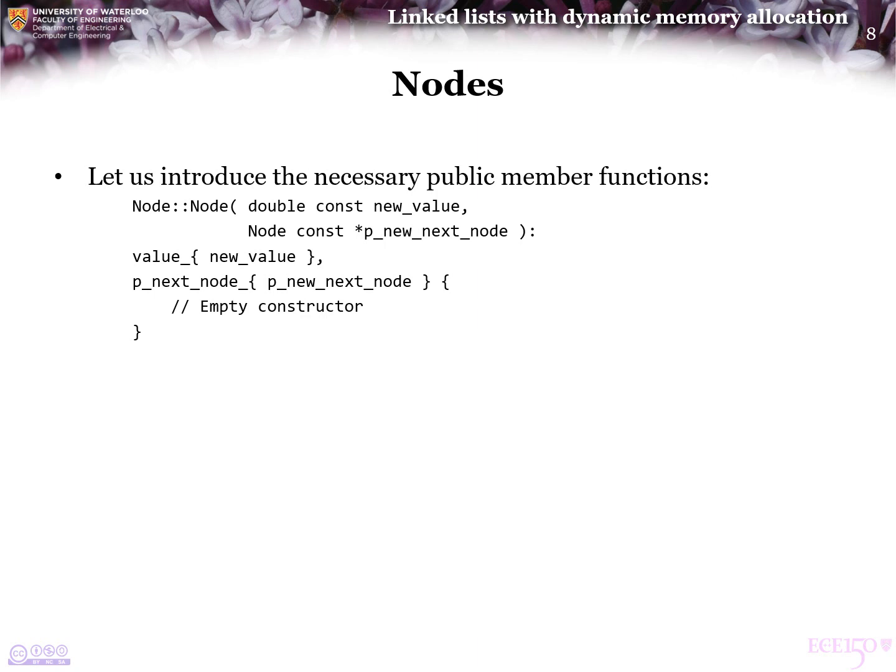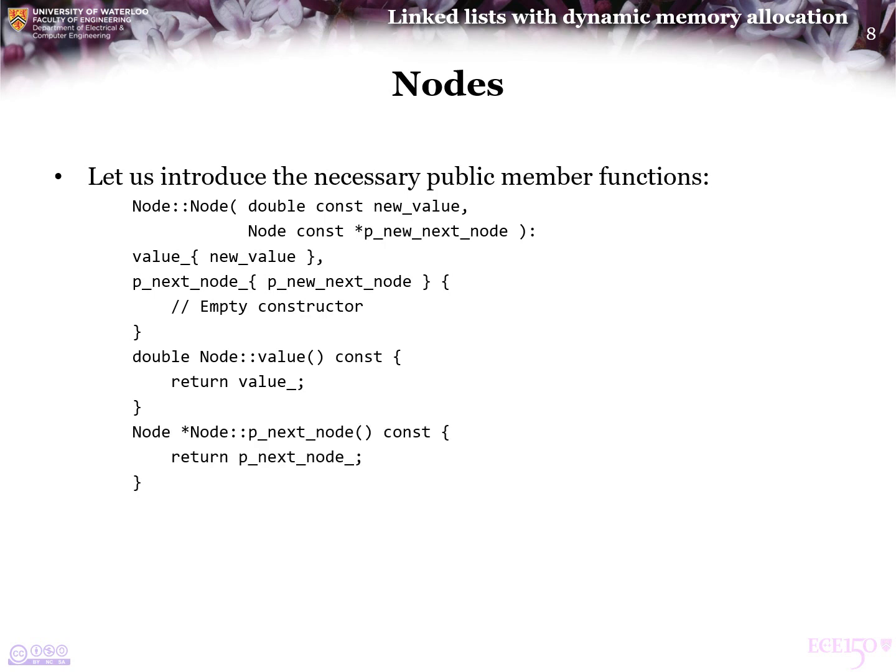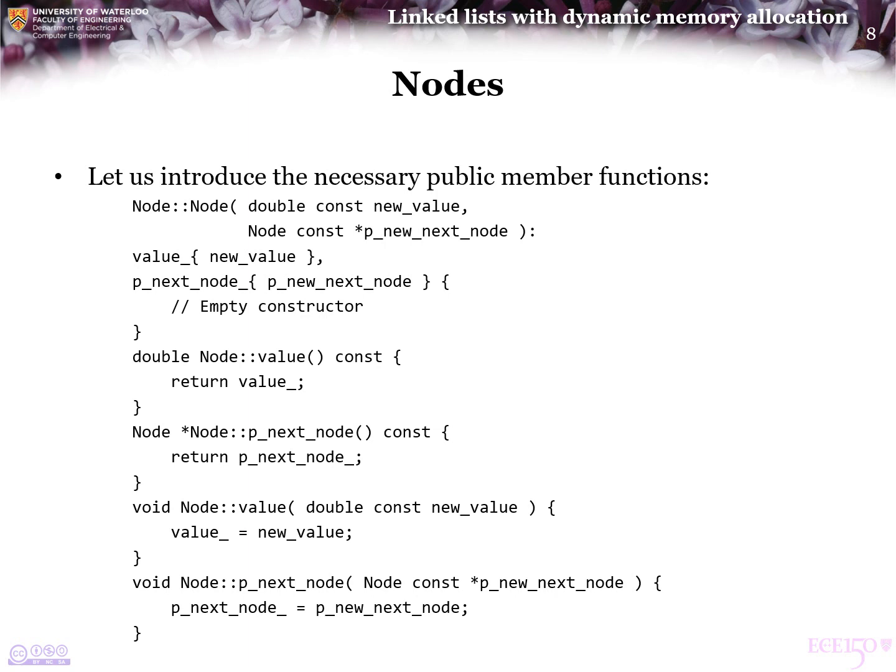Here the constructor simply assigns both member variables the two arguments that are passed. The member function return value returns the value, as does the member function pointer to next node. We can set the value, and at this point we're not going to check what the user passes to us, and we are going to also allow the user to set the next node as well.